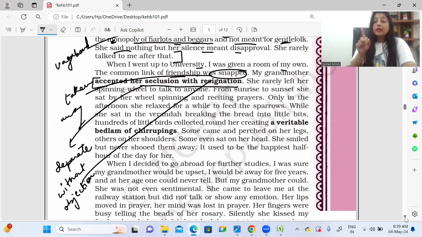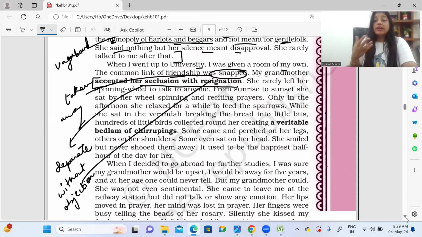Because since childhood, the grandmother has been staying with the narrator only. बचपन से वो दोनों साथ थे. पर अचानक से उसको एक अलग रूम दे दिया गया. So the grandmother did not object to it. She did not do anything. She completely resigned. That means she was quiet. She accepted her separation without any objection.